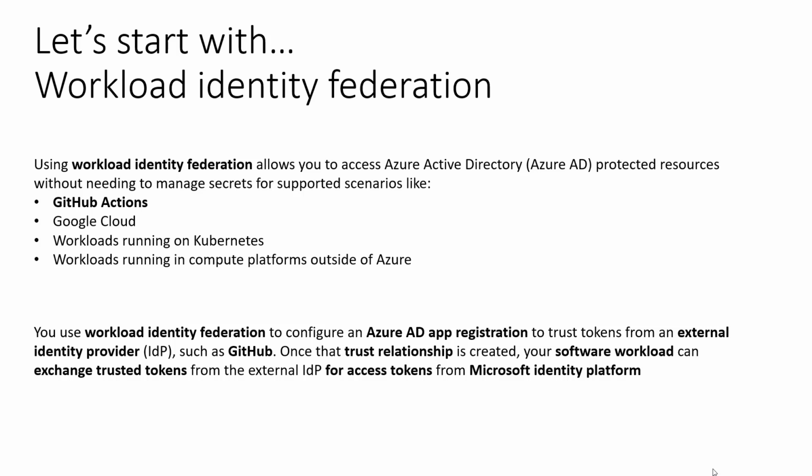So just to clarify, you use Workload Identity Federation to configure an Azure Active Directory app registration to trust tokens from an external identity provider, such as GitHub in this case. So we want to trust those tokens that are generated by GitHub. Once that trust relationship is created, your software workload can exchange trusted tokens from the external identity provider for access tokens from Microsoft Identity Platform, so from the Azure Active Directory.